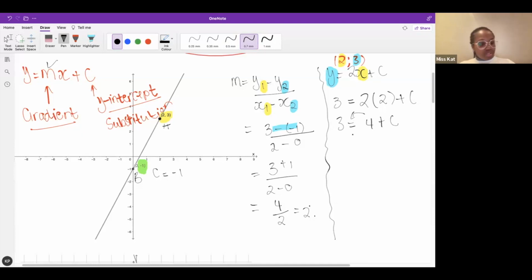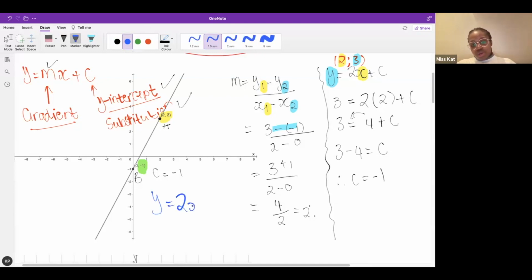We got... Oh, it's the same answer. Never mind. 3 becomes a -4 equals c. Therefore, c is -1. So we've done the y-intercept method and the substitution method. So now, finally, we need to answer the question, guys. The question was, what is the equation of this graph? It is y equals 2x minus 1.